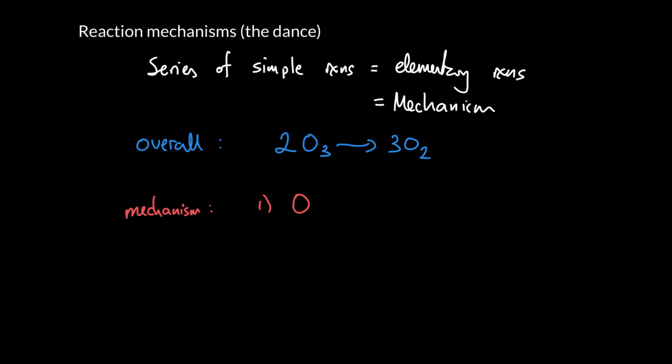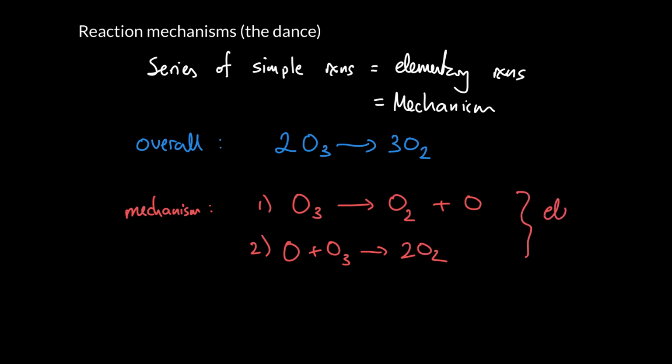In the first step, an ozone molecule gets enough energy to actually shake itself apart. It breaks down and makes an oxygen molecule and an oxygen atom. In the next step, this oxygen atom can encounter another ozone molecule and rip off an oxygen and turn it into 2 oxygen atoms. Overall, these are the elementary reactions that take place to produce this overall chemical reaction up above.